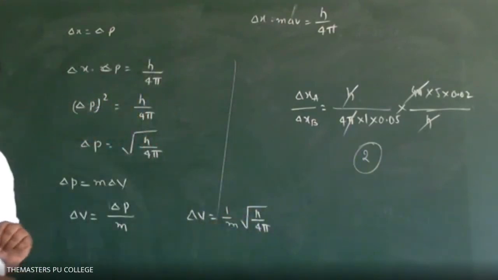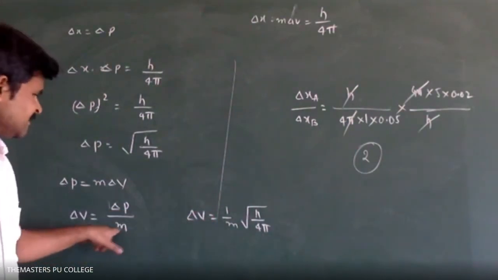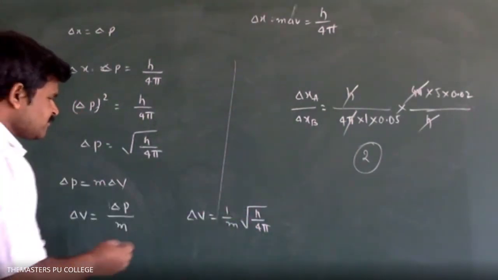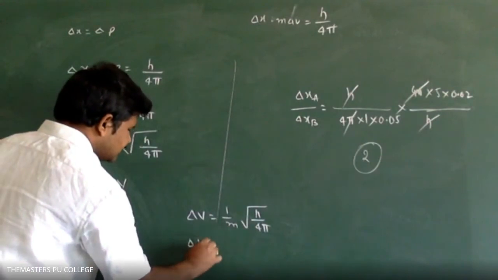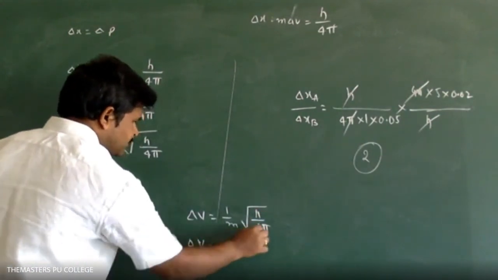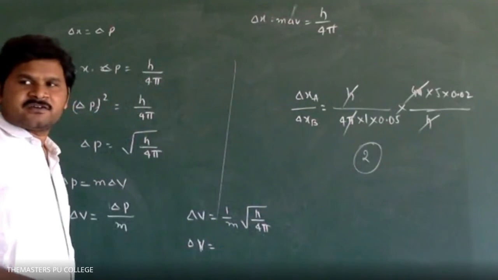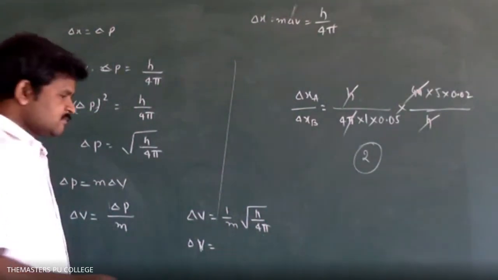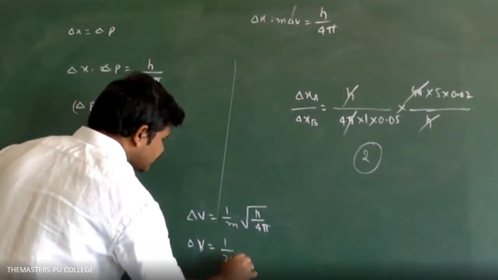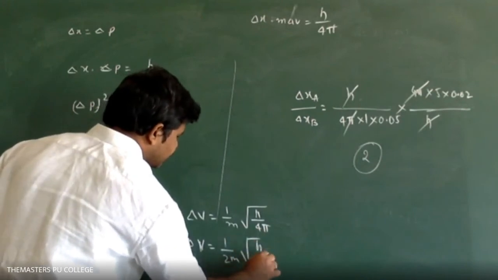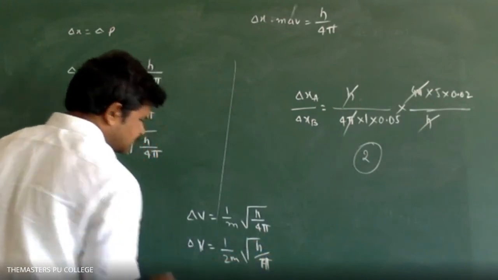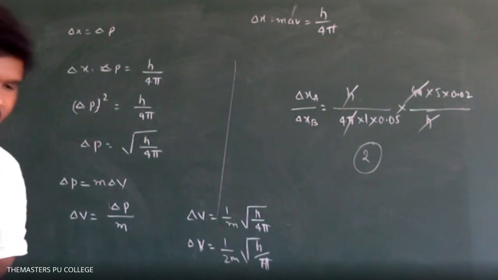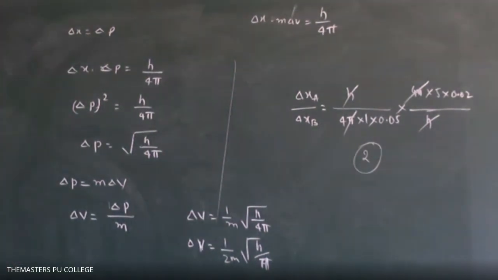Here m is inverse, so it is 1 by m into 2h by 4 pi. Delta v is equal to 1 by 4 pi becomes 1 by 2m, h by pi. Is the answer there? Students, are you clear? Yes, sir.